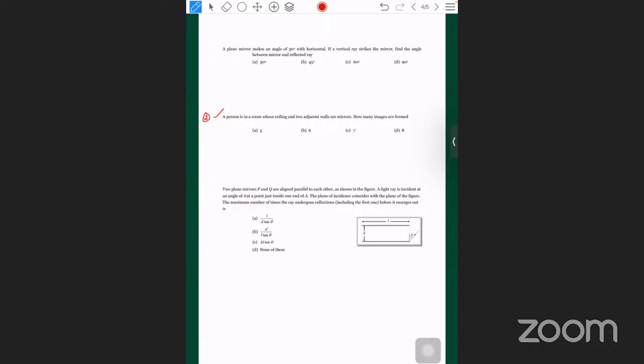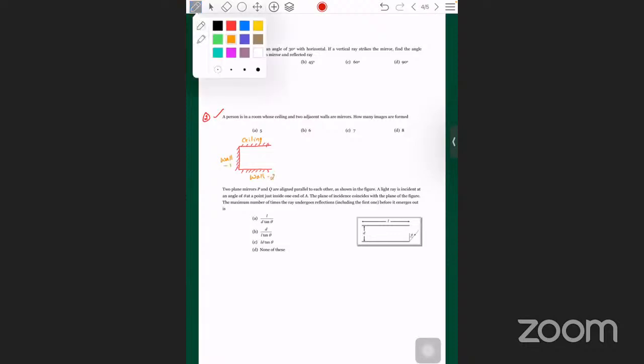You know that in the room, if I say this is the ceiling and the adjacent walls are these, these two are the adjacent walls and this is the ceiling. So how many plane mirrors are there? 3. This is the ceiling, this is wall 1, this is wall 2.